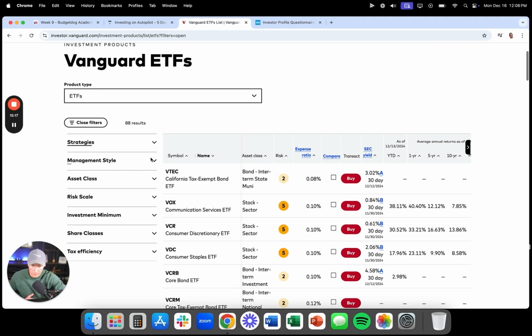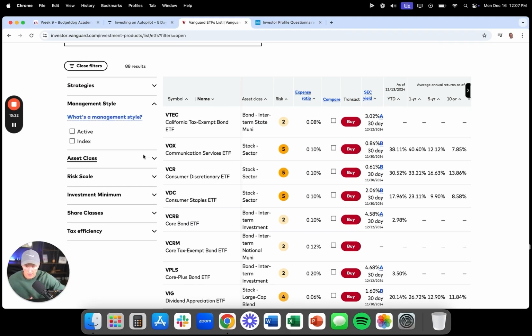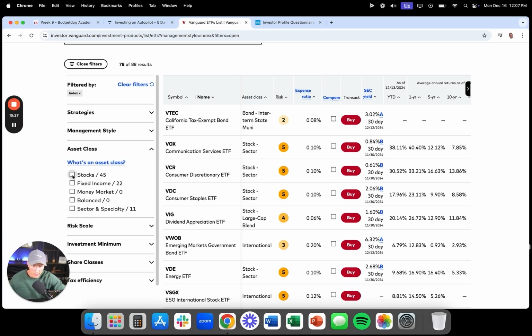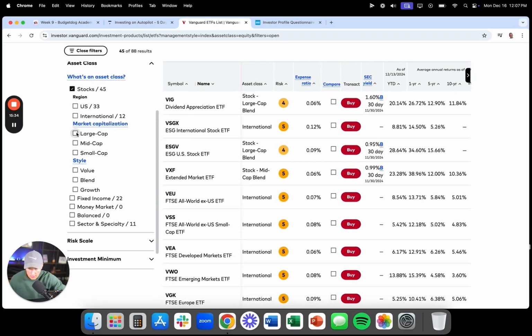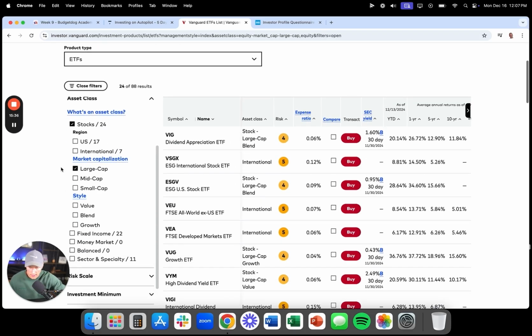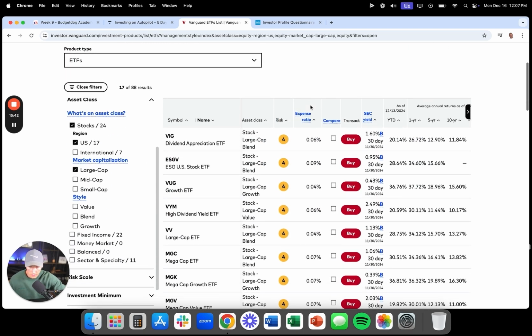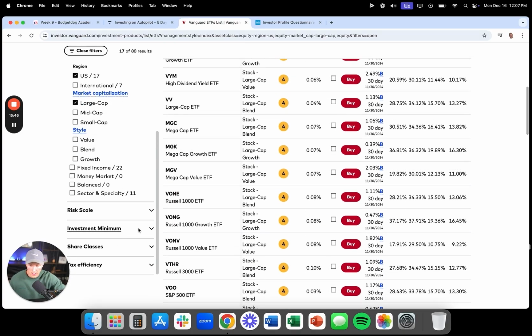I go into their platform and I literally can select over here. So let's just say management style. I'm going to do index because I don't want active. I know I want a stock because large cap equity equals stock. And then I know that here's my style. There's large cap, boom. And then US based. And you have a list of options already. We've gotten down to 17 of 88. You get my point. You can go on and on with what you want.